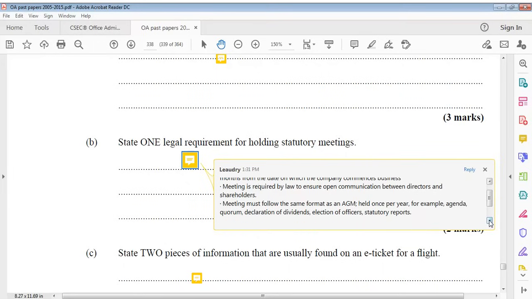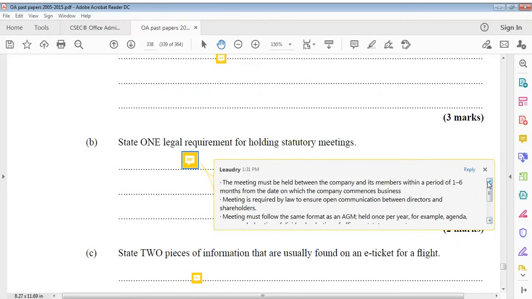3. Meeting must follow the same format as an AGM, annual general meeting, held once per year. For example, agenda, quorum, declaration of dividends, election of officers, statutory reports, and you list them. So those are 3 legal requirements.